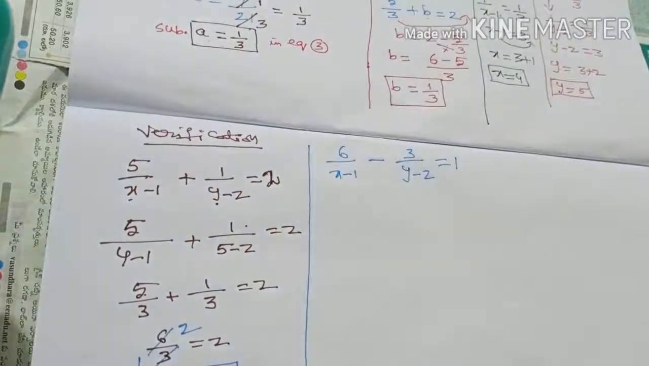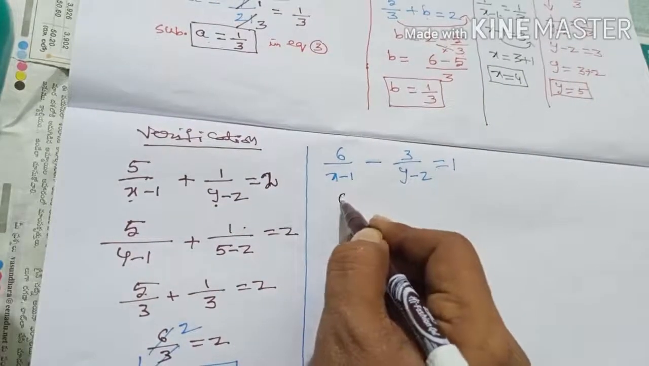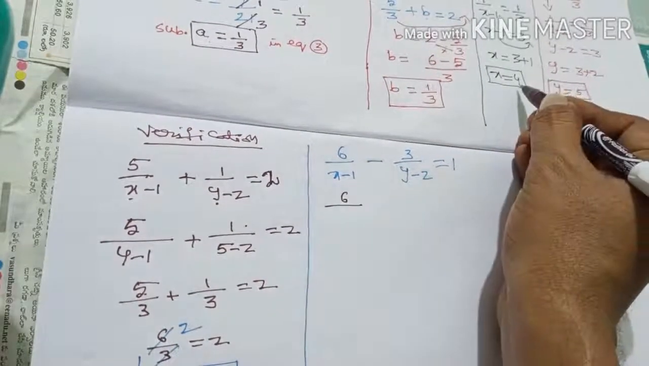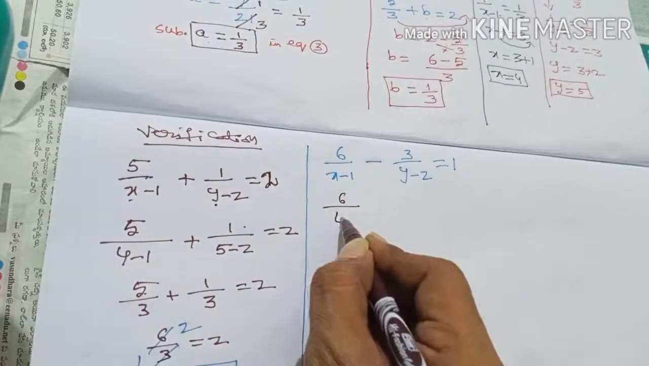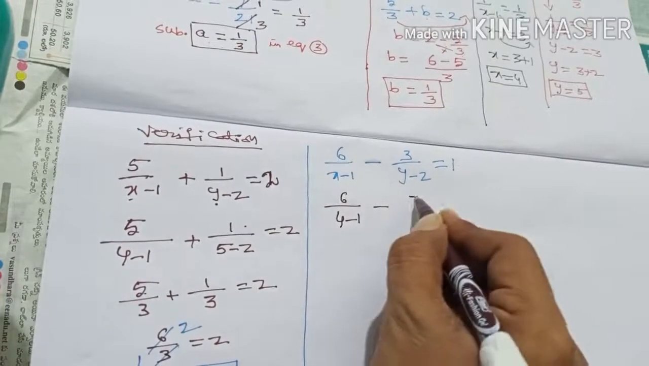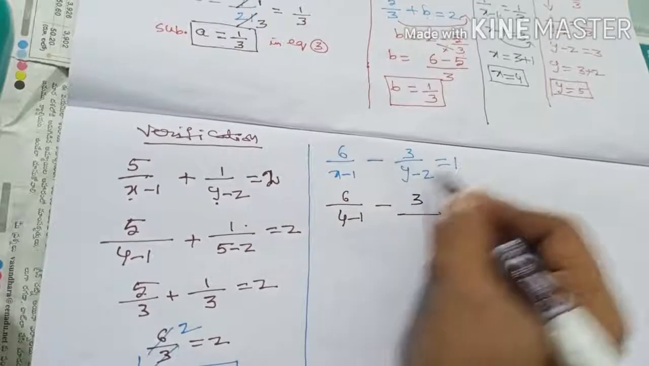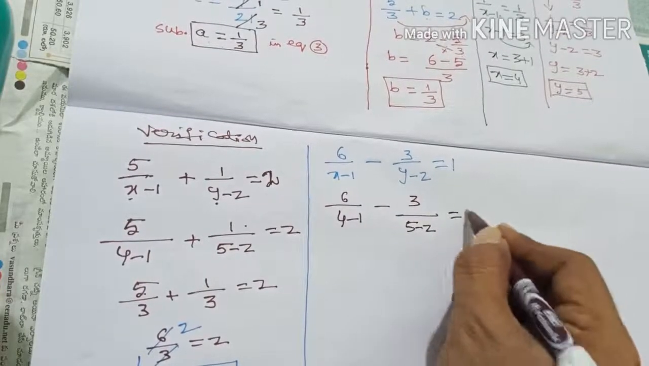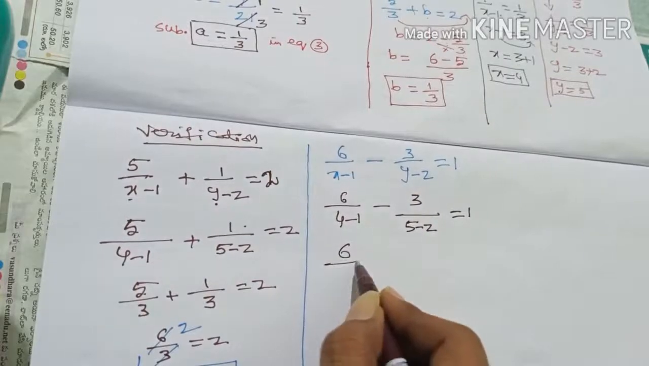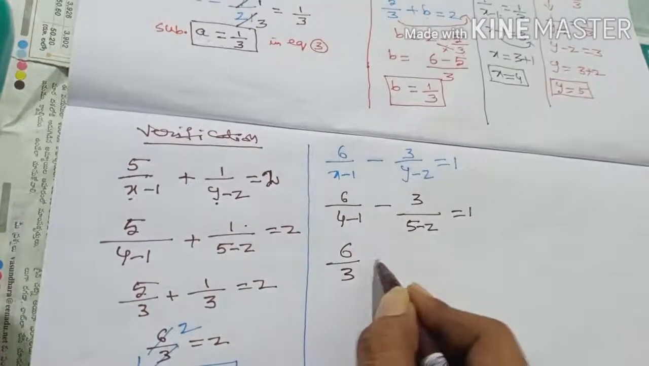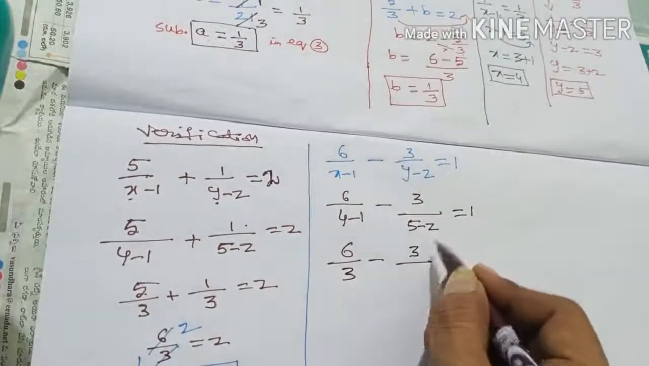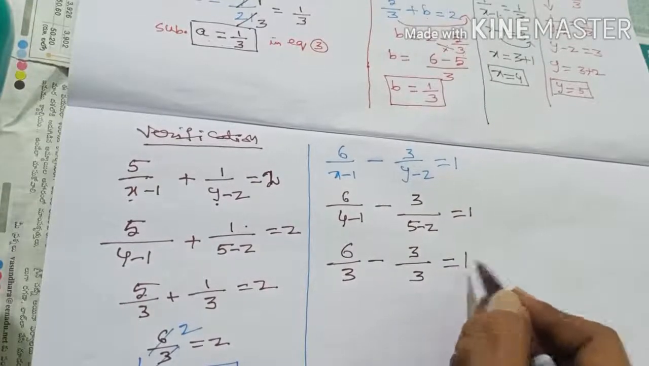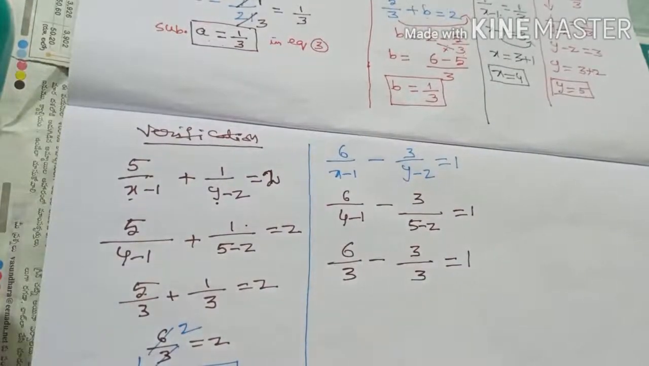Now, you have to substitute the values. That is 6 by, here x is nothing but 4. x minus 1 means 4 minus 1, minus here 3 by here y. y is nothing but 5, 5 minus 2 is equal to 1. It is nothing but 6 by 4 minus 1 is 3, minus 3 by 5 minus 2 is 3, is equal to 1. Then you will go through the cancellation.